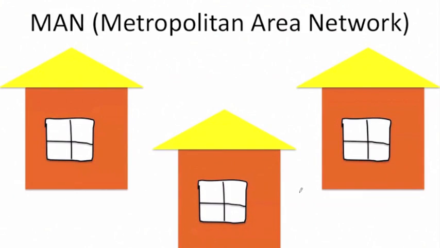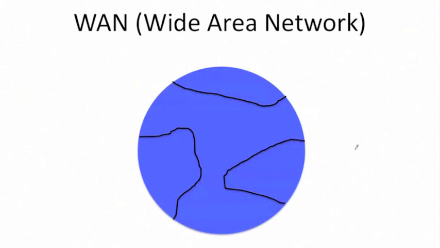MAN, or Metropolitan Area Network, is the one that commonly covers an entire city. It links multiple buildings or houses, and it only has a range of under 30 miles. It cannot go over 30 miles. It covers the entire city.